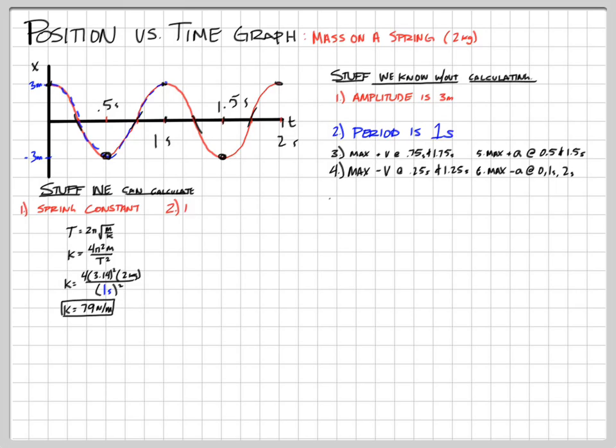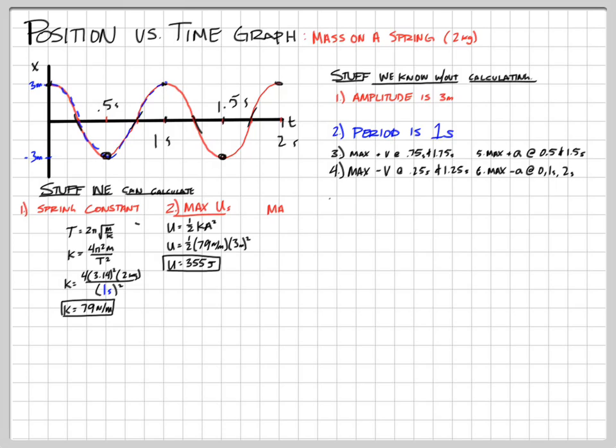The next thing we can calculate is the maximum potential energy. Well, how can we do that? We know for a spring that potential energy is 1/2 k A squared. We just found k, and we know the amplitude, so we can put those two things together. 1/2 the spring constant, 79 newtons per meter, times the amplitude of 3 meters squared. Boom. So energy comes out to be 355 joules. Really, really easy.